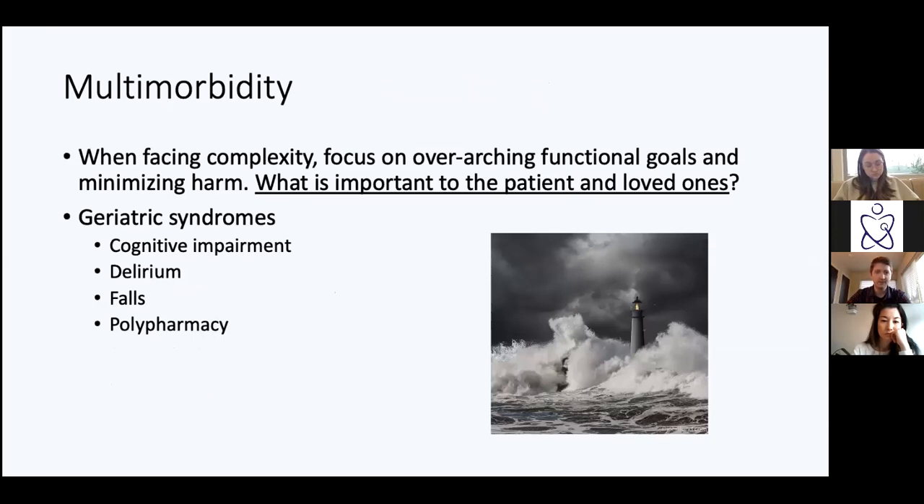When you're facing this complexity, it's good to remind yourself to go back to the goals of care, go back to those values. That will help keep you in check. And the other thing is, geriatrics does a really nice job of lumping things into syndromes, thinking more about syndromes and systems rather than disease-specific problems. So delirium, falls, polypharmacy, etc.